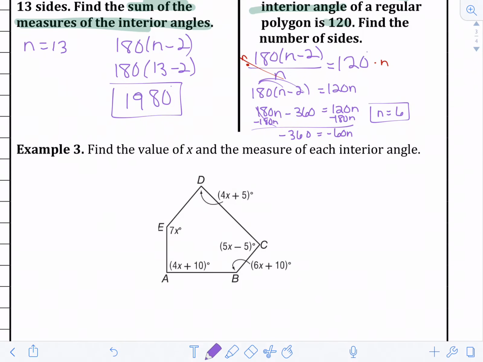All right. And then the last one like this, find the value of x and the measure of each interior angle. So first thing that I would do is I would count how many sides you have here. So you have 1, 2, 3, 4, 5 sides. So since n is equal to 5, I know 180(5 minus 2), so 180 times 3 will give me 540 degrees. So I know all these angles in here have to add up.